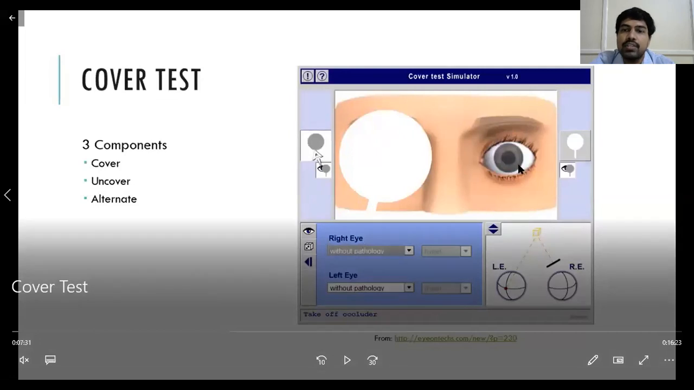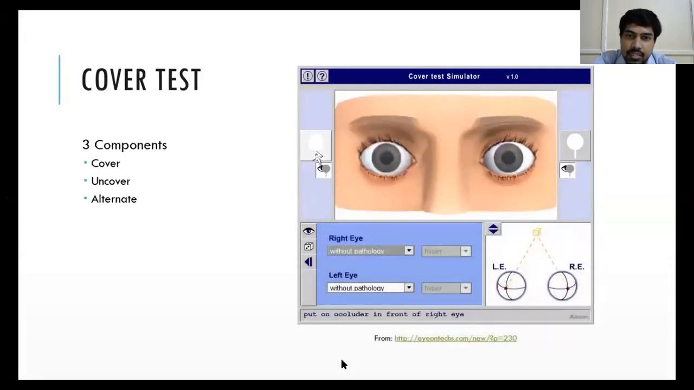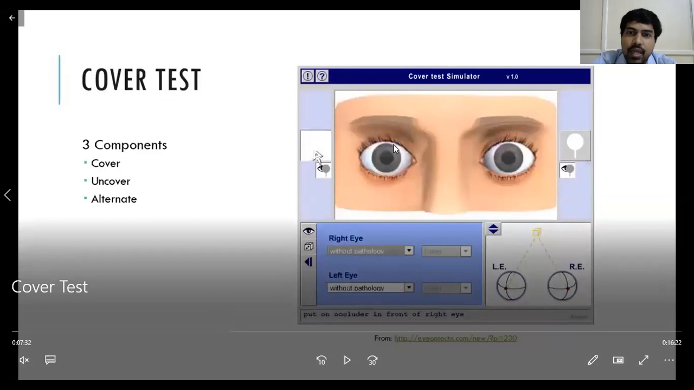So when he's looking, see, now this eye is fixing at your finger. It's looking at a near object, and this eye we are covering. There is no deviation in this eye. This eye is still maintaining the same fixation. So now we remove the cover. Even on removing the cover, this eye is looking straight. There is no deviation in the eye. That means this eye is normal.